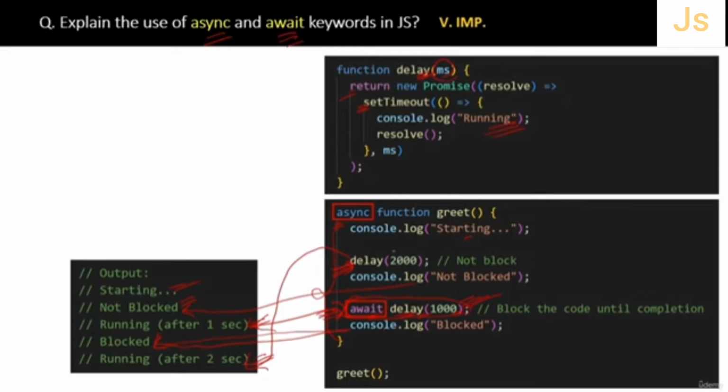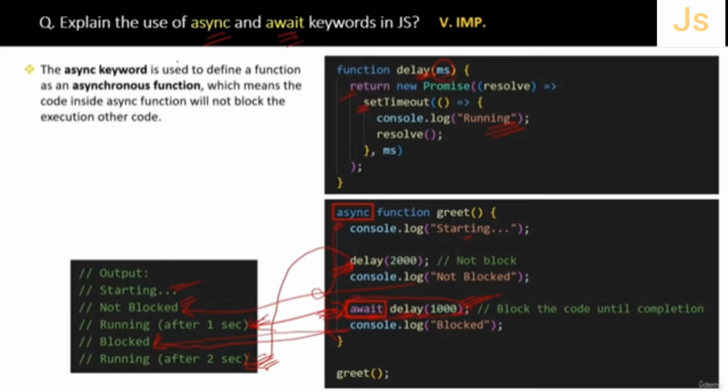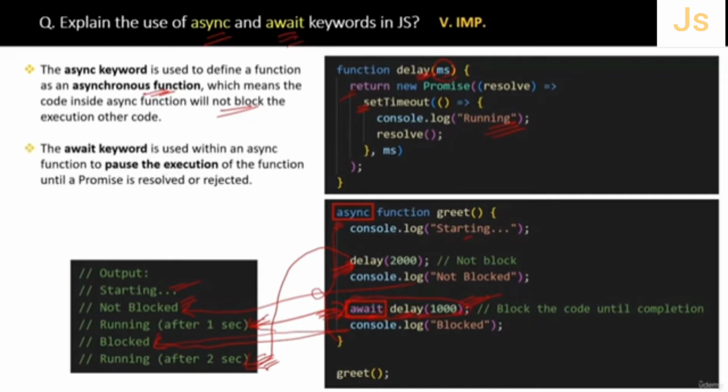Because it did not block anything, that's why it completed after 2 seconds, which is at the end. Now, finally, the definition of async and await keywords: the async keyword is used to define a function as an asynchronous function, which means the code inside the async function will not block the execution of other code. But at some points inside the async method, we want the execution to be in a synchronous manner only. Therefore, at those points, we need await keywords.